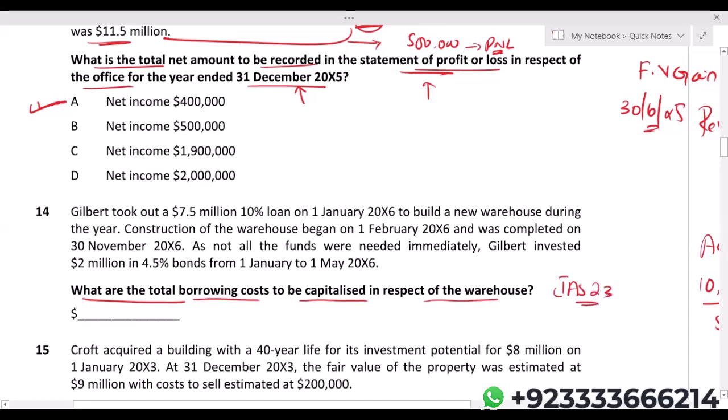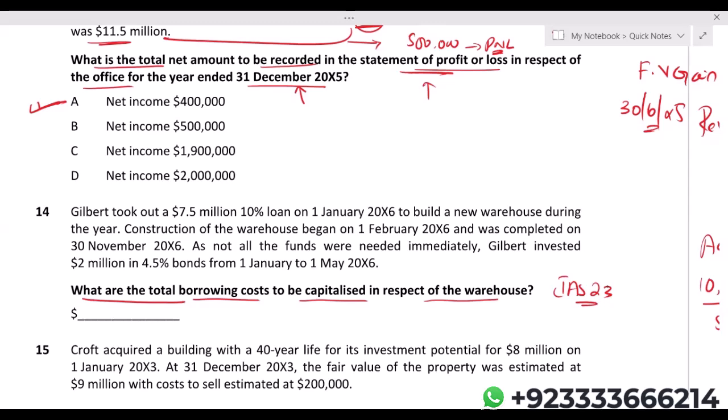IAS 23. Can I say under IAS 23, there are two types of borrowing. One is specific borrowing and another is general borrowing. Under general borrowing, we know that we need to calculate the rate of capitalization. Once you have calculated the rate of capitalization, then expenditure incurred multiplied by the rate of capitalization gives the borrowing cost to be capitalized. From the total borrowing cost, if you deduct the borrowing cost to be capitalized, you will get the borrowing cost expense.